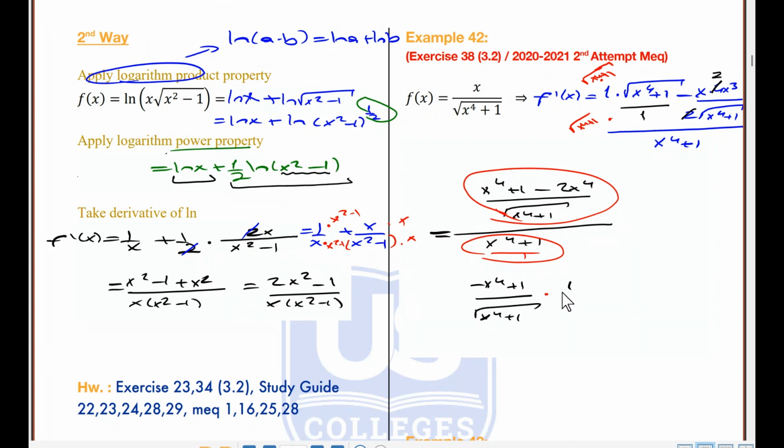So it's 1 over x to the fourth plus 1. So now the result becomes negative x to the fourth plus 1 divided by x to the fourth plus 1 multiplied by square root of x to the fourth plus 1. That's what you'll see in options. Alright, so what did we do?